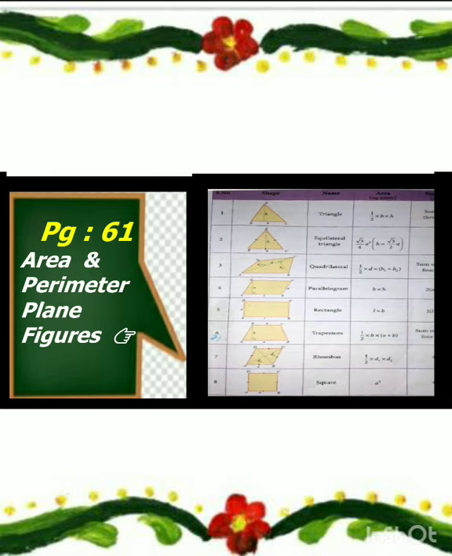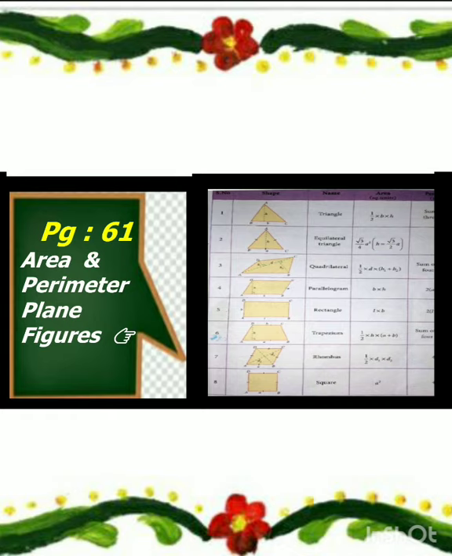Here, the first shape is the triangle. Area of the triangle is 1/2 bh and perimeter of the triangle is the sum of all the sides. Then the equilateral triangle, area is √3/4 a², and perimeter is the same formula. For a quadrilateral, area is 1/2 × d × (h1 + h2) and perimeter is the sum of 4 sides. Then the parallelogram, area is b × h and perimeter is 2(a + b).